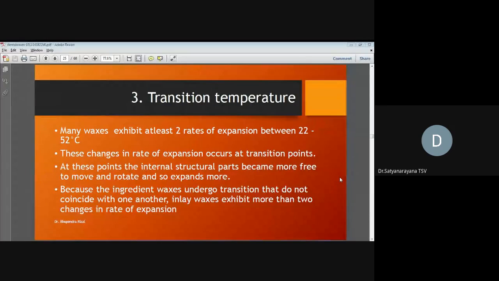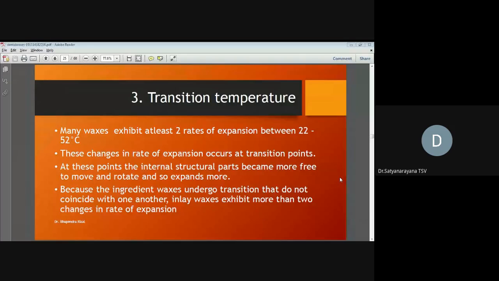Next is your transition temperatures. Many waxes exhibit at least two rates of expansion between 22 to 52 degrees centigrade. These changes in rate of expansion occur at a transition point. At these points, the internal structure parts become more free to move and rotate, and so expand more. Because the ingredient waxes undergo transitions that do not coincide with one another, inlay waxes exhibit more than two changes in rate of expansion.